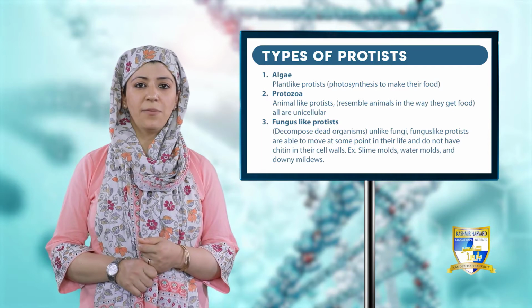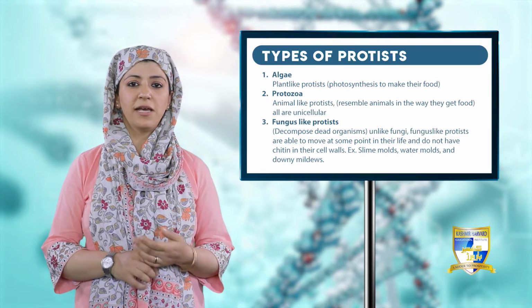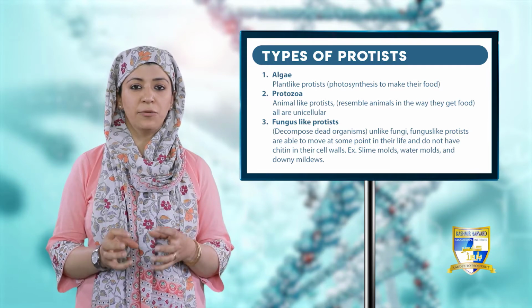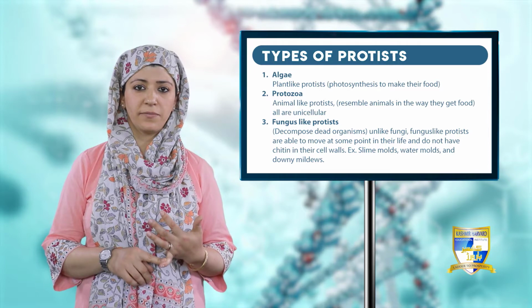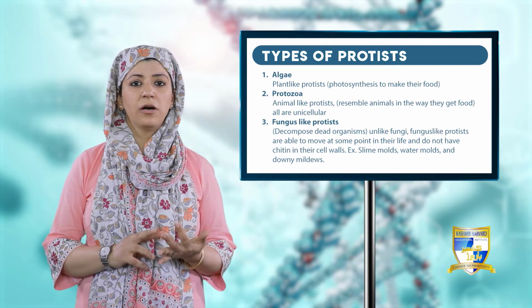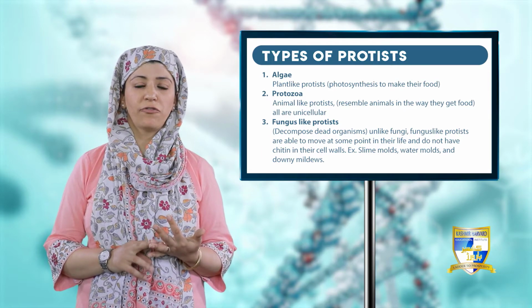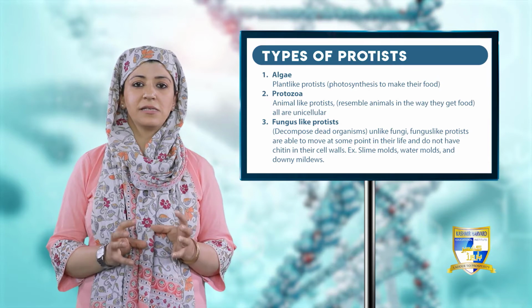Another type is known as slime molds. The slime molds are also known as consumer decomposer protists, and they include acellular and cellular slime molds. So the first is photosynthetic Protists and the second is slime molds.